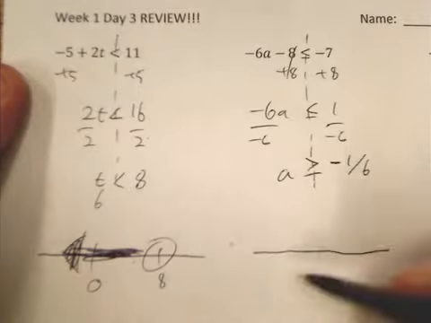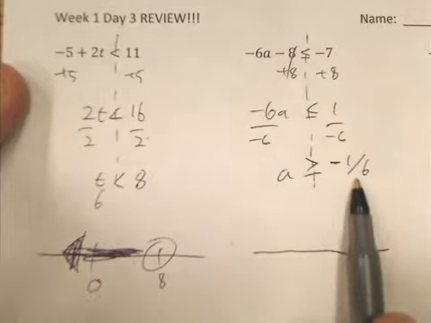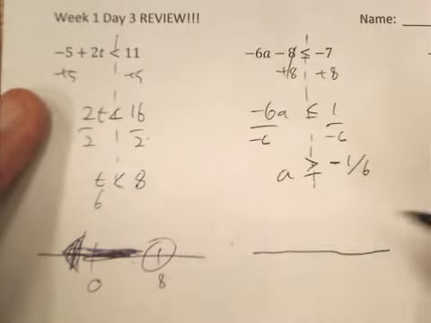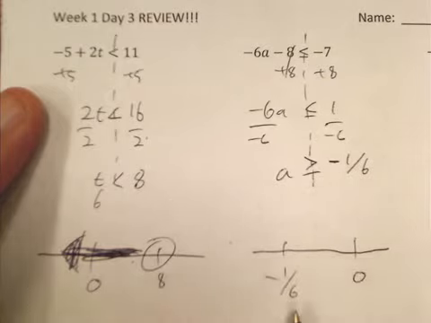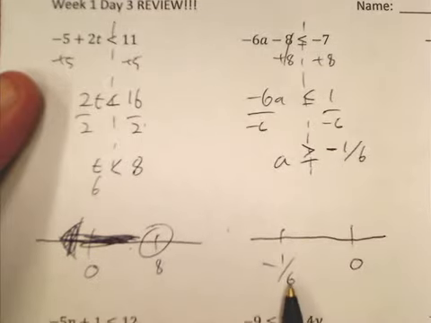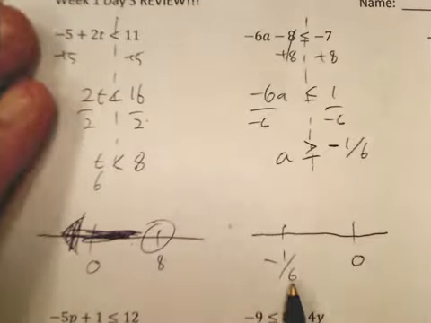When we do our graph, the only thing you have to keep in mind is that this is a negative number. It doesn't matter if it's a fraction or anything like that. So when you do your graph, put the 0 to the right and the -1/6 over here. Just put the negative on the other side of the 0. Beautiful.